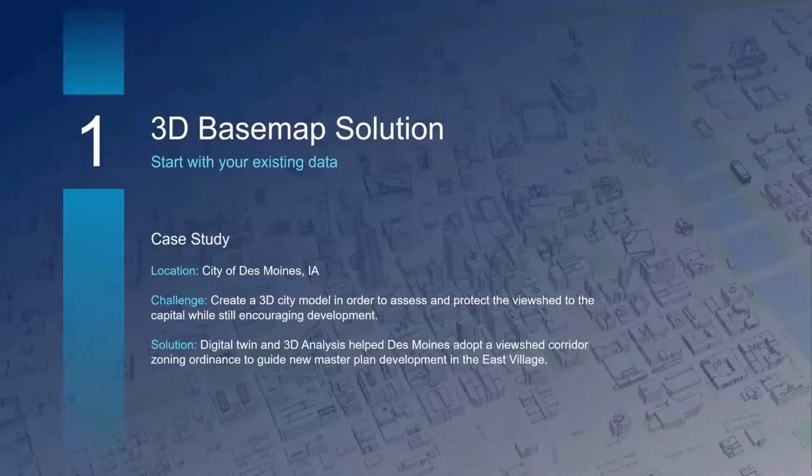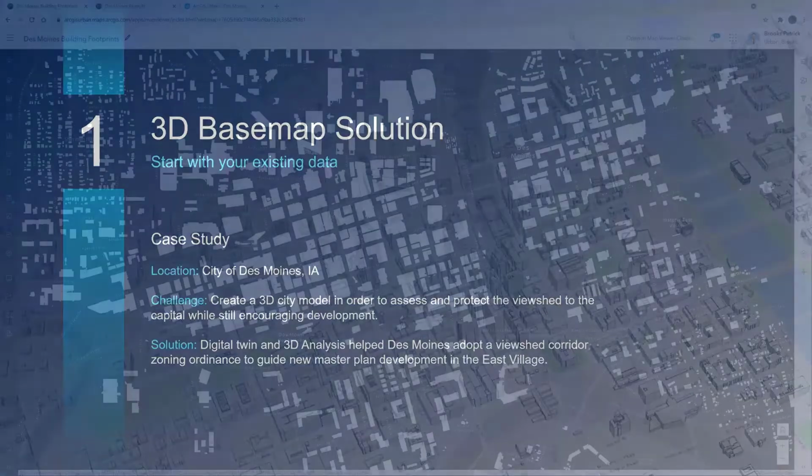So our first example today, we'll start with an approach utilizing the 3D base map solution from Esri along with existing data. The city of Des Moines used a 3D base map solution to create a 3D city model in order to assess and protect the viewshed to the Capitol building, while still encouraging development throughout the city. So this digital twin helped Des Moines adopt a viewshed corridor zoning ordinance to guide the new master plan development in the East Village of the city. So we'll take a look at this, but we'll also start from the very beginning with the basics.